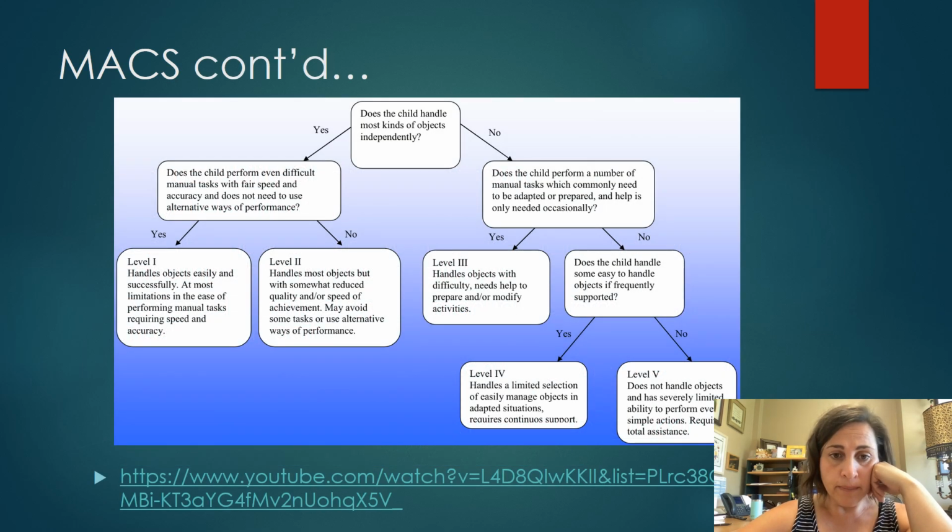This algorithm is used to help distinguish between the 5 levels of the MACS, where level 1 is children that handle objects easily and successfully, while level 5 describes children that are not able to handle objects and have severely limited ability to perform simple actions, requiring total assistance in fine motor activities.